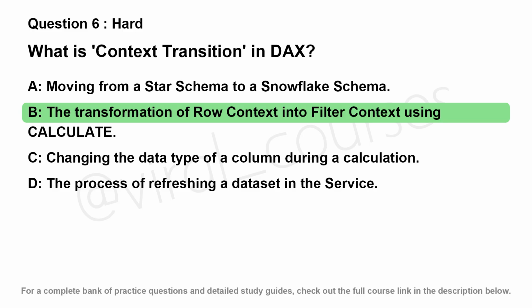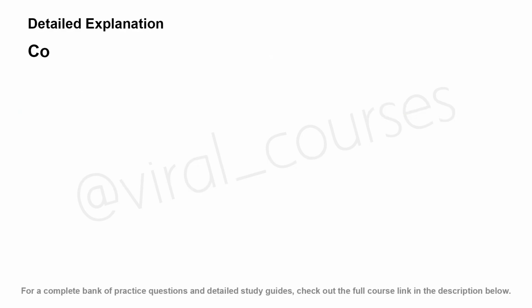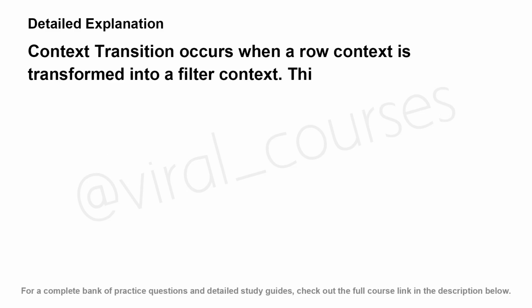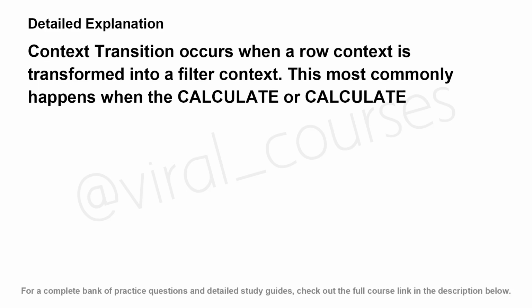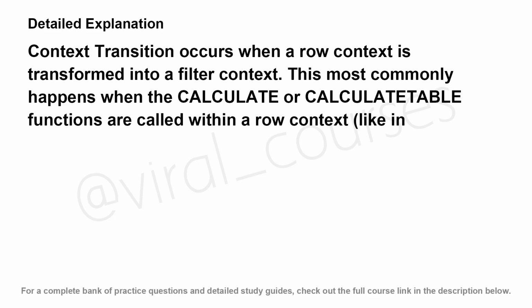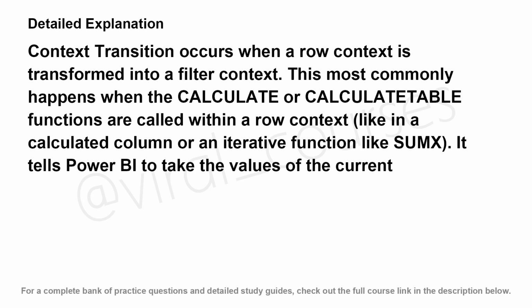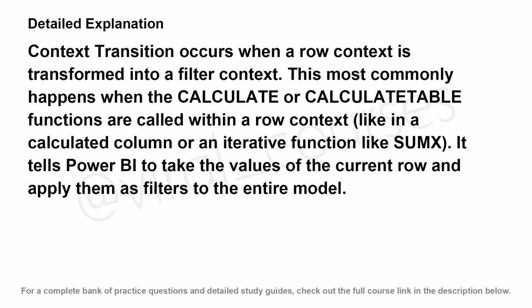The correct answer is B. Context transition occurs when a row context is transformed into a filter context. This most commonly happens when the CALCULATE or CALCULATETABLE functions are called within a row context, like in a calculated column or an iterative function like SUMX. It tells Power BI to take the values of the current row and apply them as filters to the entire model.